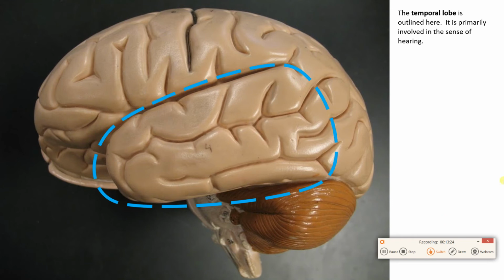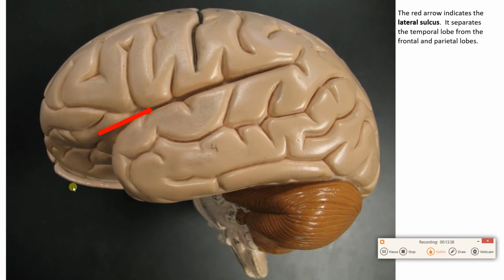The next lobe, this guy outlined in blue here, is the temporal lobe. Very much involved in your sensation of hearing, of auditory interpretation and information. There is a very lovely groove separating the temporal lobe from the frontal and parietal ones, and that groove is called the lateral sulcus. Sometimes referred to as the lateral fissure, sometimes lateral sulcus, but it is very lovely and very visible right there.